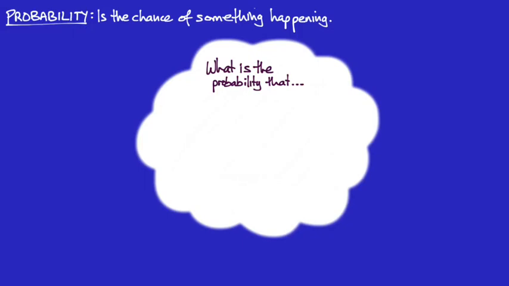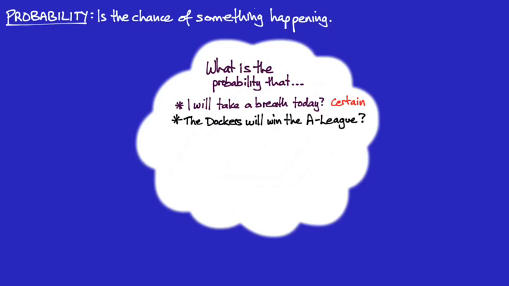Okay, in this lesson we're looking at a summary of our probability topic. Now, probability is the chance of something happening. We can use words to describe that. So, for example, what is the probability that I will take a breath today? Well, hopefully that is a certainty, so we use the word certain.